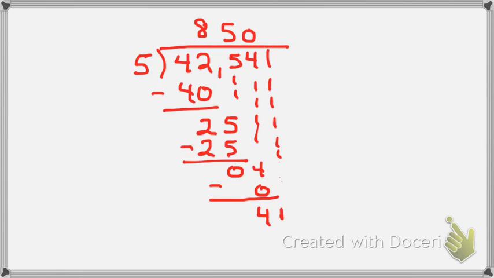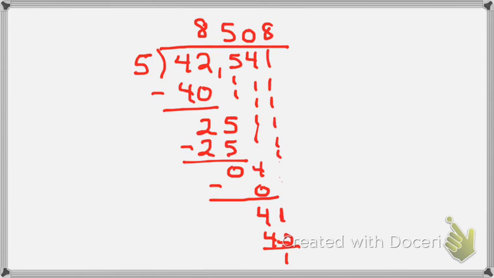And 5 goes into 41 how many times? 8 times. What's 8 times 5? 40. Subtract and you get 1. Now, when you first learn to divide, what do we call that number? A remainder. Okay, we call that a remainder when you first learn to divide.